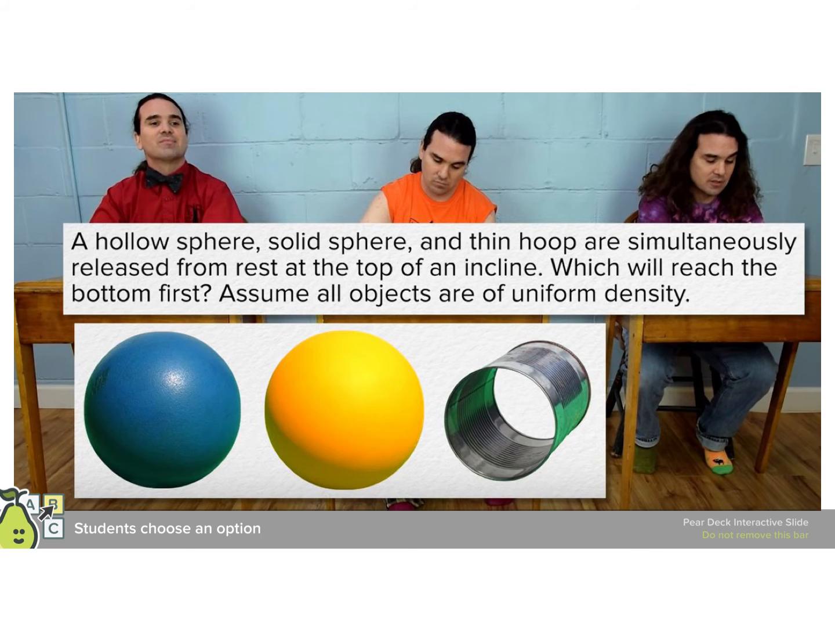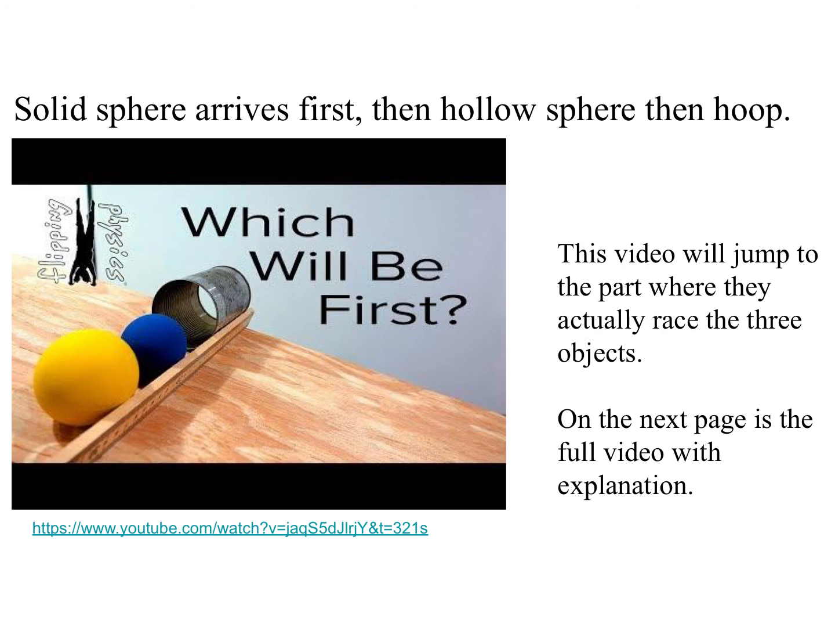Alright, so we take a hollow sphere, a solid sphere, and a thin hoop simultaneously released from rest at the top of an incline. Which will reach the bottom first? Assume all objects are of uniform density. It'll turn out that the solid sphere arrives first, the hollow sphere arrives second, and the hoop arrives last. That's shown nicely in this attached video, and I strongly recommend that you watch it.